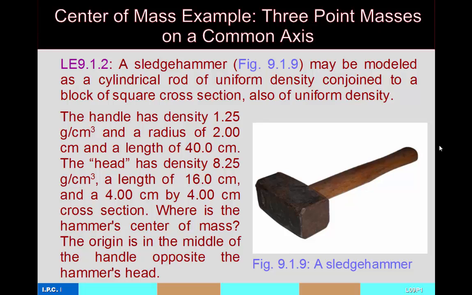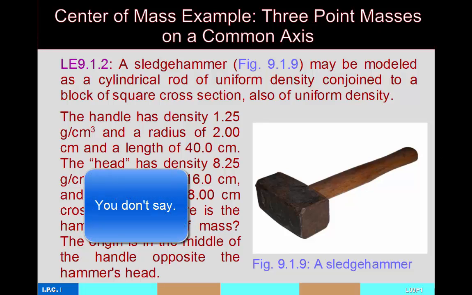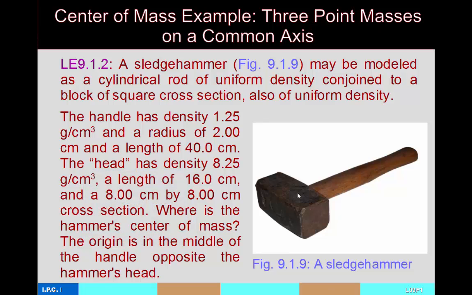This is a sledgehammer. In this example, we want to find the center of mass of a sledgehammer, given that the handle can be treated as a uniform cylinder and the head as a uniform box-shaped block, and that the handle basically meets the head in the center of this side. So the center of the handle touches the center of the face of the head. This handle, therefore, is not running all the way through the head. This is just to simplify the problem a little bit.